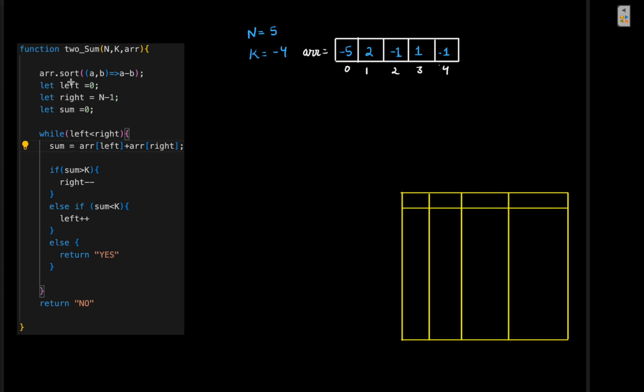Okay, so the first thing is to sort the array. So I will simply sort the array. If I sort it, it will be first -5, -5, then -1, -1, then 1 and then last 2. These will be the indexes 0, 1, 2, 3, 4 and this is my sorted array.